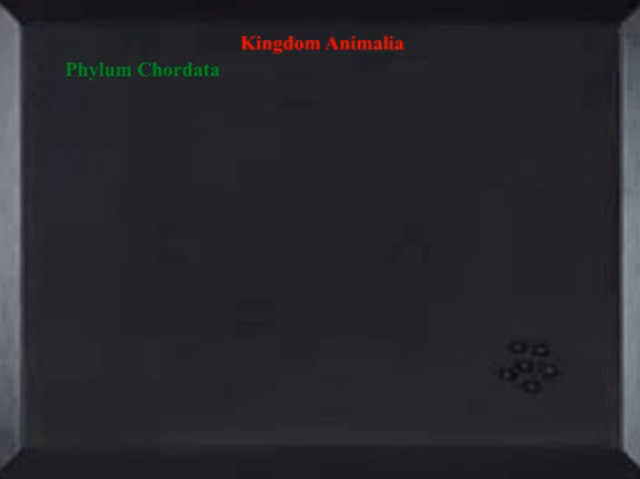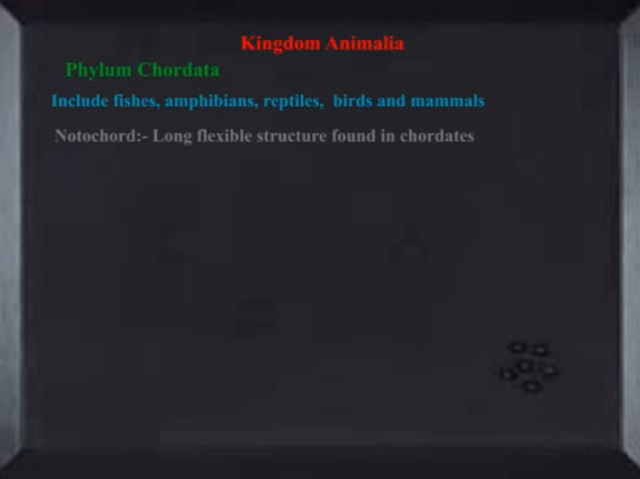So much for phylum Arthropoda. We now look at the phylum Chordata. This phylum comprises the fish, amphibians, reptiles, birds, and mammals. The term chordata was derived from the term notochord. A notochord is a long, flexible, rod-like structure found in all chordates.